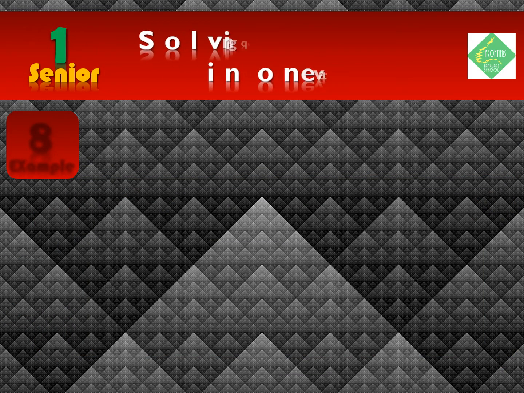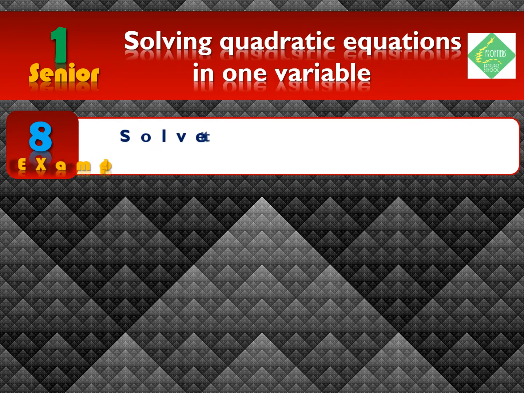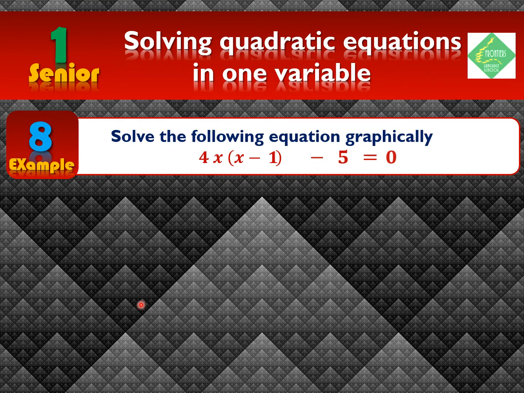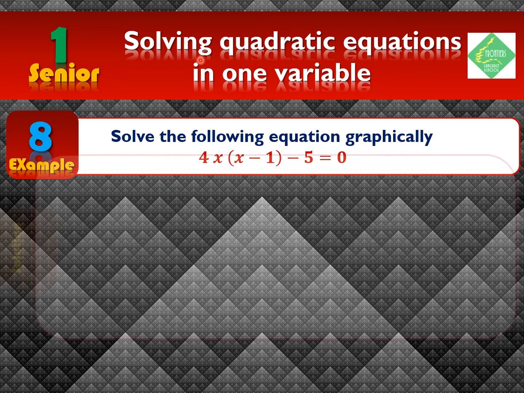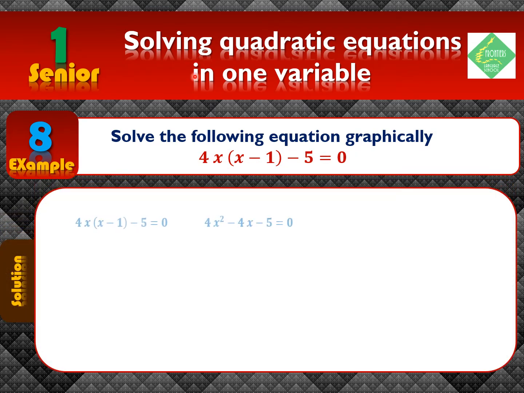Example 8. Solving a quadratic equation also. Solve the following equation graphically. But here you don't have the form ax squared plus bx plus c. All you have to do is make this equation into the form of a quadratic. How? You have here 4x multiplying the bracket x minus 1, minus 5 equals 0.